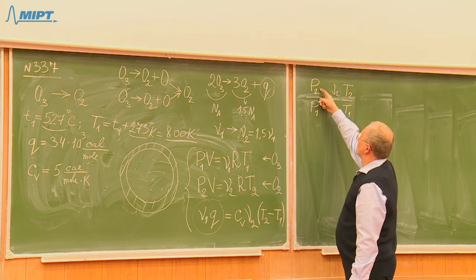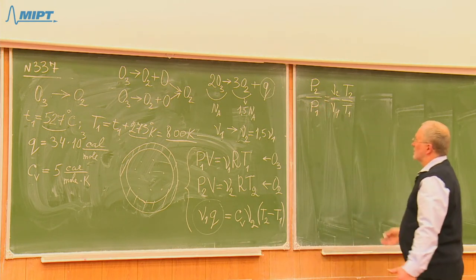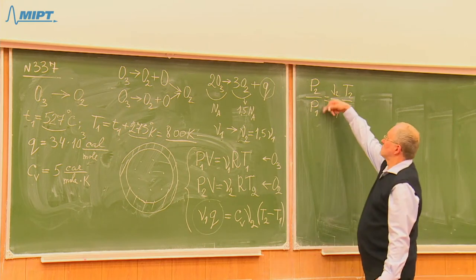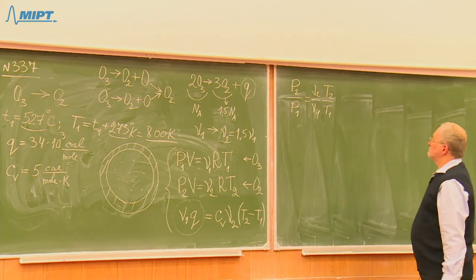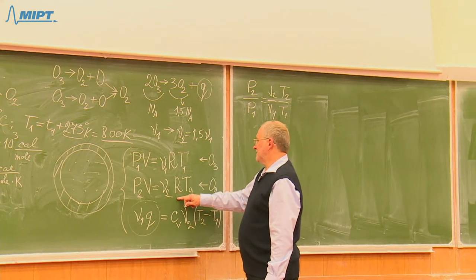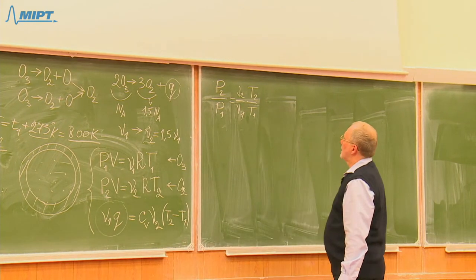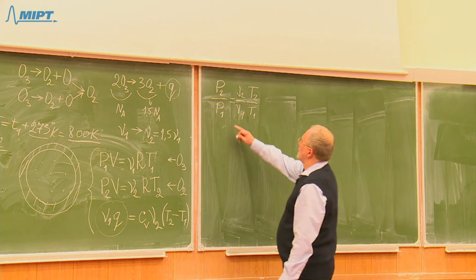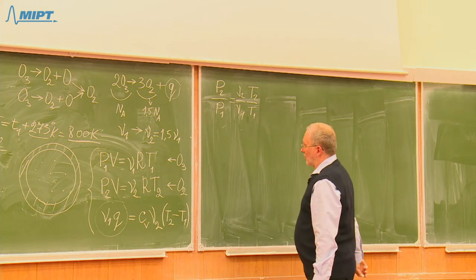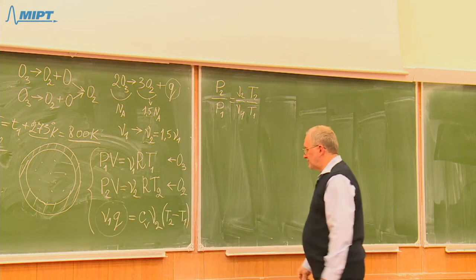How much is the pressure P2 larger than P1? Maybe 3 times larger, maybe 5 times larger, we don't know, maybe 25 times larger. But we have to find this ratio. And in order to find it, it's convenient to divide the second equation by the first equation. In order to find this unknown quantity, we must find the ratio of temperatures. And this can be done using the last equation here.